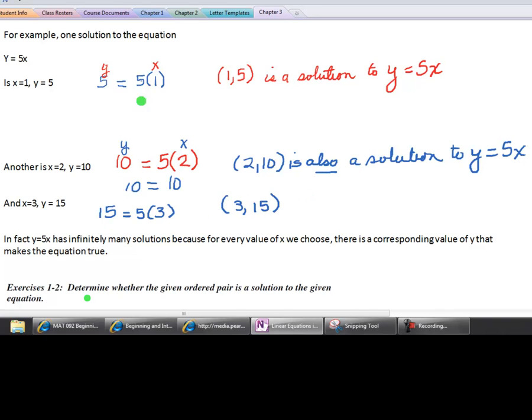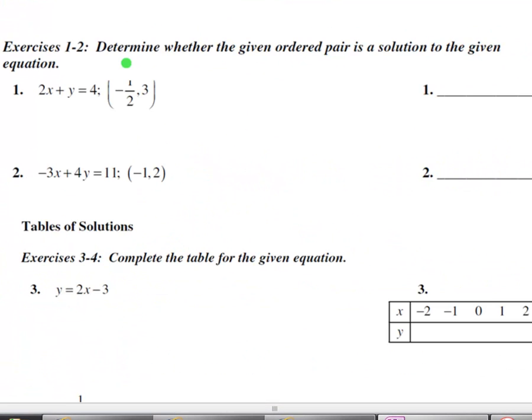And in fact, really, y equals 5x has an infinite number of solutions, because for every value of x that we choose, for every number that we choose for x, we can find a y value that's going to make the equation true. So this linear equation in two variables has an infinite number of solutions.